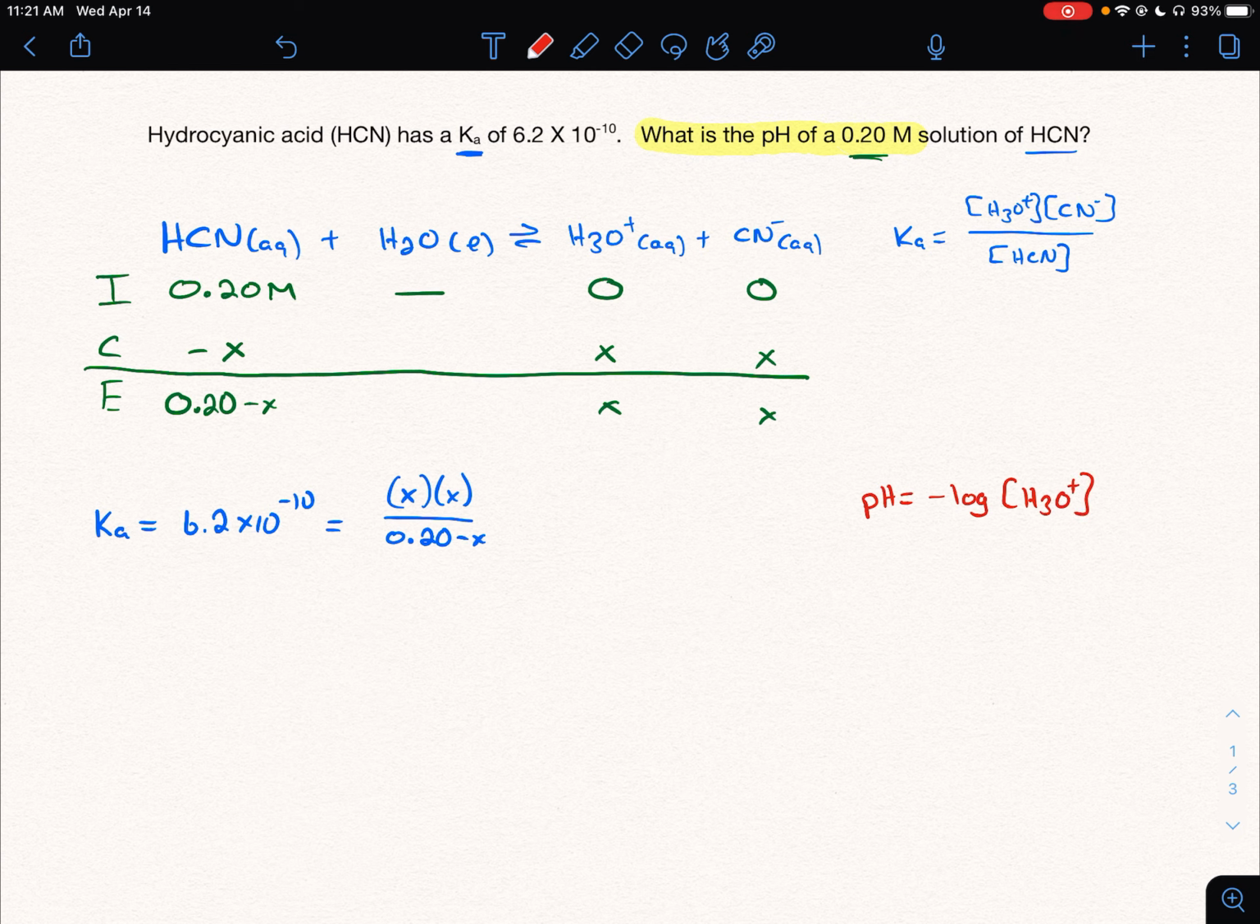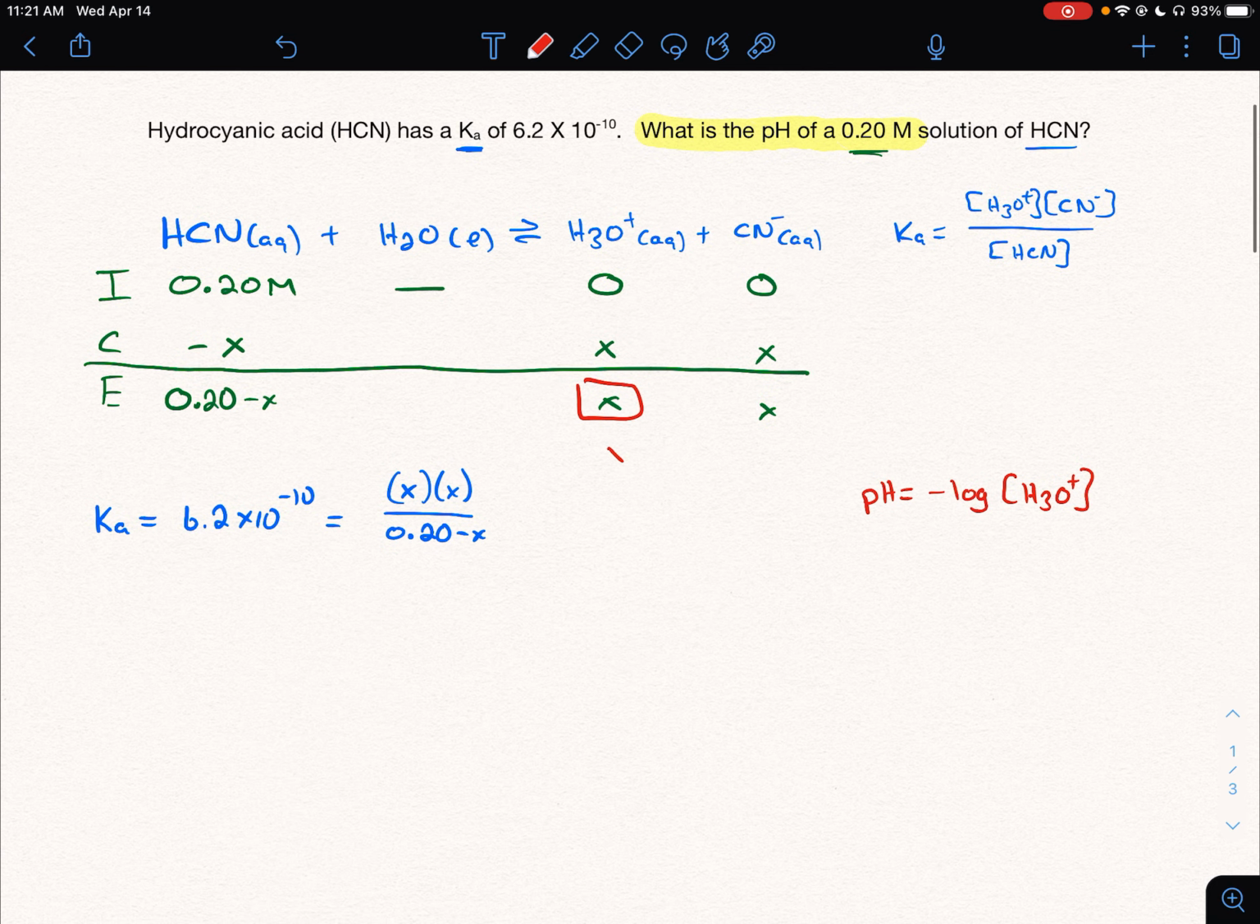And so when we look at our ICE table, we see that X we've defined to be the concentration of H3O plus. So if we can solve for X, we can plug it into our pH equation as the concentration of hydronium and get the pH. So how do we solve this for X? There's a couple ways we can go about it. One way would be to multiply both sides by 0.20 minus X, and then we'd have a quadratic expression to solve.